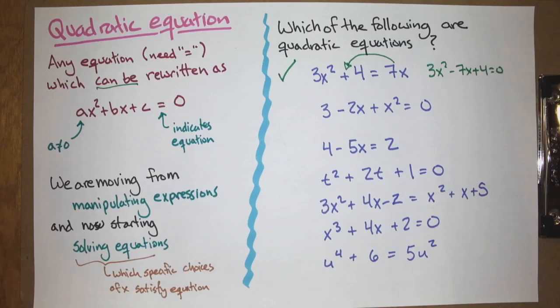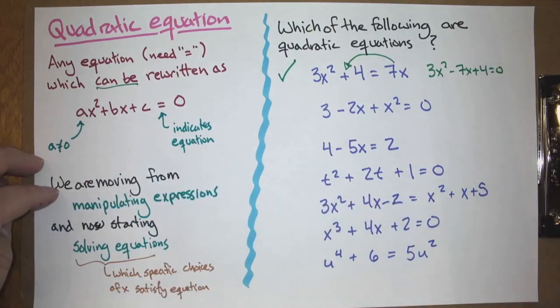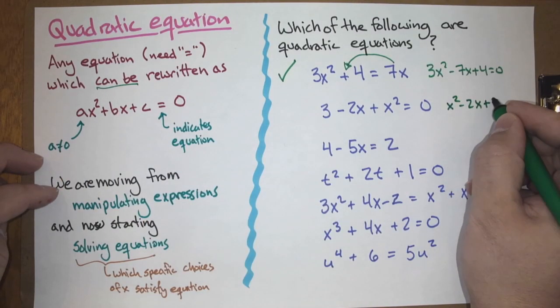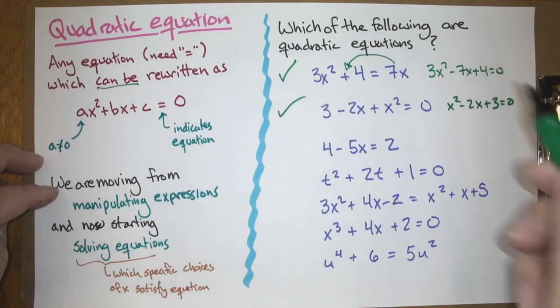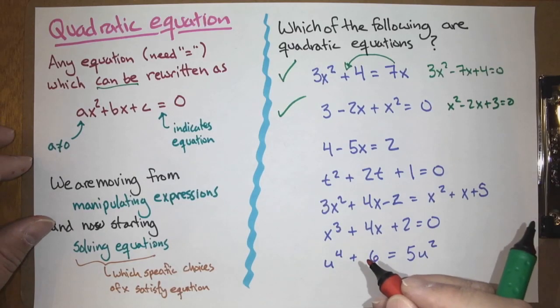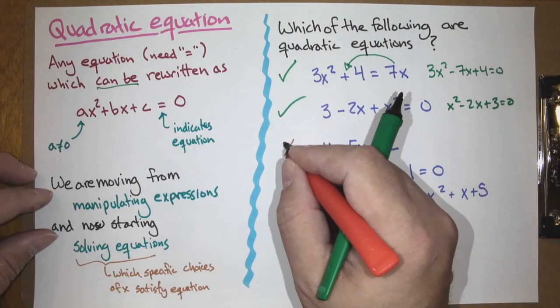3 minus 2x plus x squared equals 0. Is this a quadratic? Yes. Now, what's throwing us off? Well, we're writing in a different order. But hey, you're allowed to rewrite things, so we can change the order that we add. So this is good to go. 4 minus 5x equals 2. Is this a quadratic equation? No. What's missing? Yeah, the quadratic part.